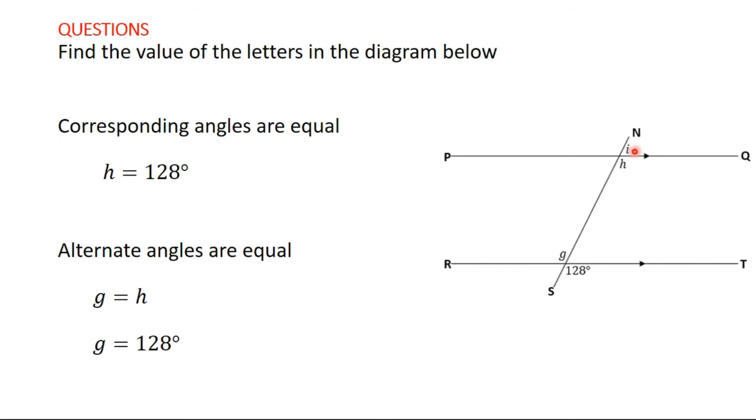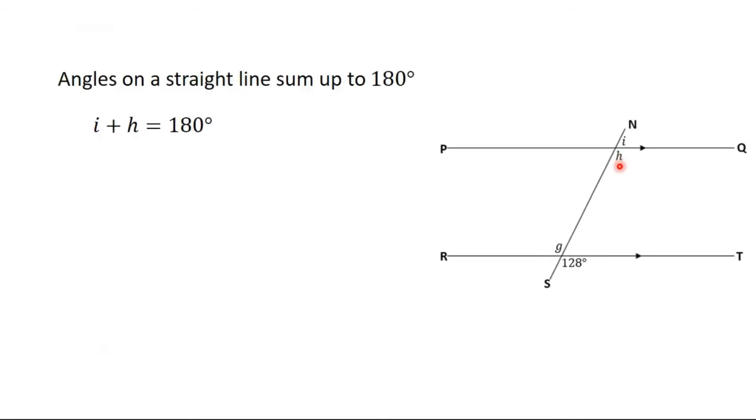Now let's look at it very carefully. We can see that I and H are on a straight line. Now, we know from the previous video that angles on a straight line add up to 180 degrees. So if you add I to H, you must get 180 degrees. So I plus H is equal to 180 degrees.